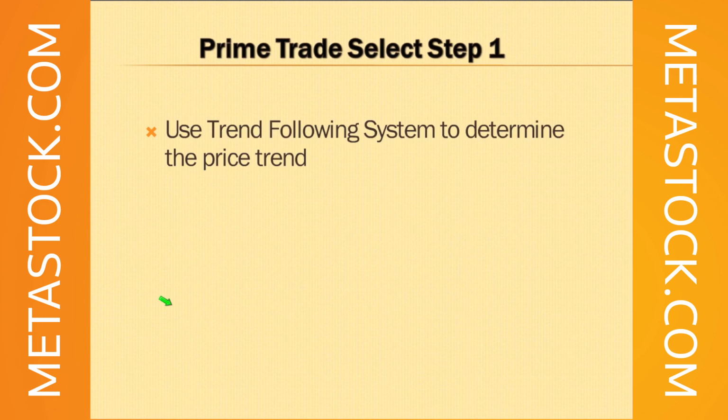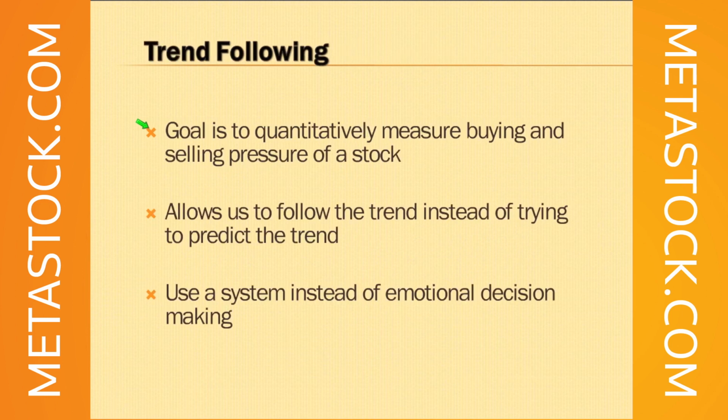So let's look at step 1. We use trend following systems to determine the price trend, and in general, a trend following system quantitatively measures the buying and selling pressure of a stock. And when you use a trend following system, it allows us to follow the trend instead of trying to predict the price trend. And with the system, of course, it eliminates the emotional decision making, so you move that emotional factor out of it, and a system is a system, and a stock is either a buy or a sell.